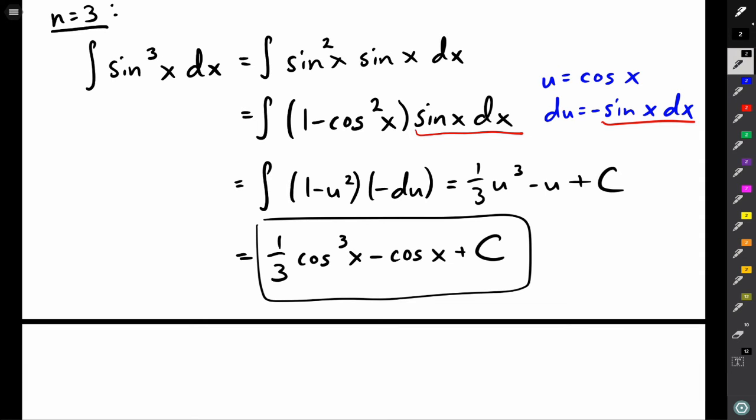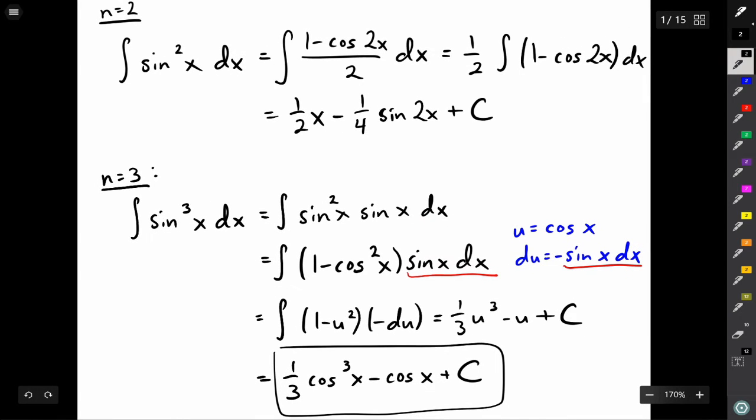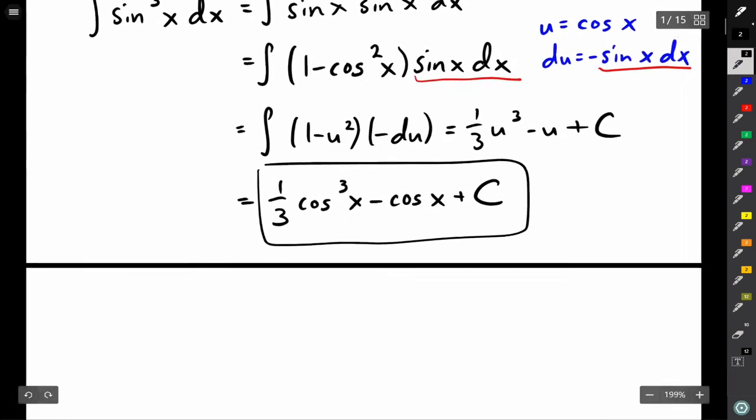So the odd power there was quite interesting, quite easy to integrate, sort of compared to this one. This one required a trig identity. I guess this one did too. But let's look at n equals 4 and really see if we can compare the difference here.